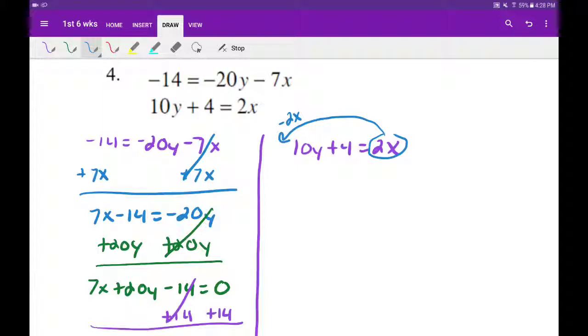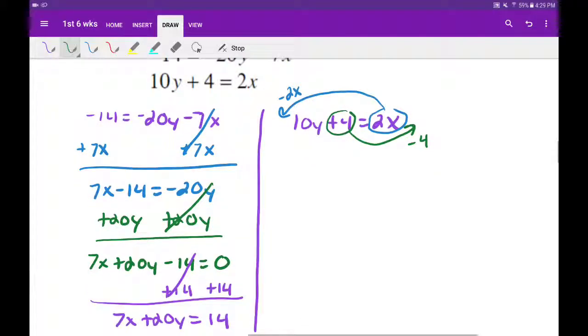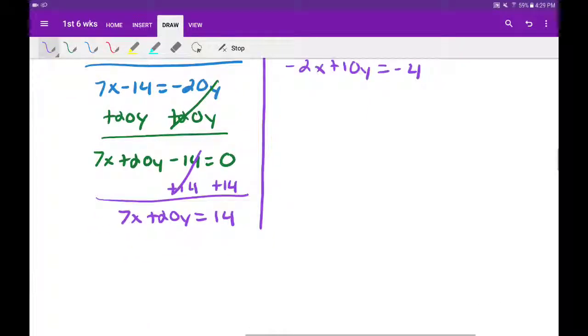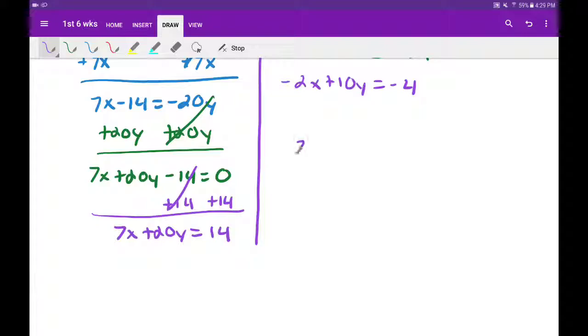That's the same thing as subtracting 2x from both sides. I can also take this positive 4, move it to the other side of the equation, and the same thing, it becomes negative 4. Whenever it jumps over, that term changes sign. All right, so if I rewrite this, I'm going to have negative 2x plus 10y equals negative 4. So now I have my two equations all fixed up. Now I'm going to rewrite them next to each other so we can see what's going on. So we'll put 7x plus 20y equals 14 and negative 2x plus 10y equals negative 4.